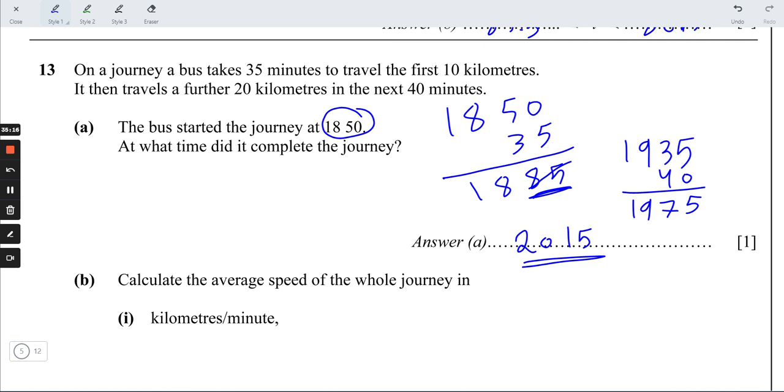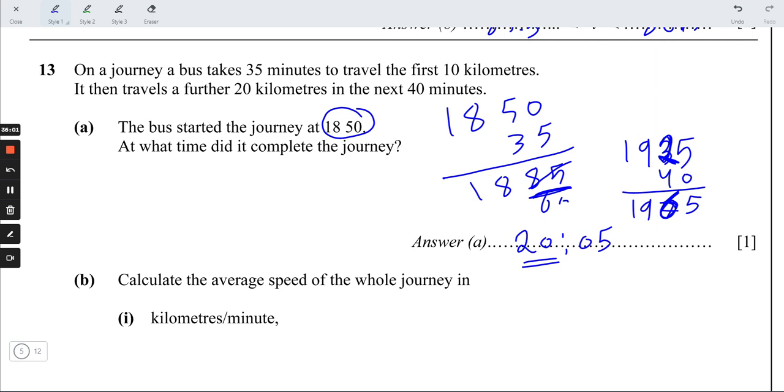So here 5, 8, 18, 85. Take 60 out. So here is 2. Add it to 40, you will get 65. Taking 60, you will get 20. 20 and 5 minutes. Yes, sorry for this mistake.